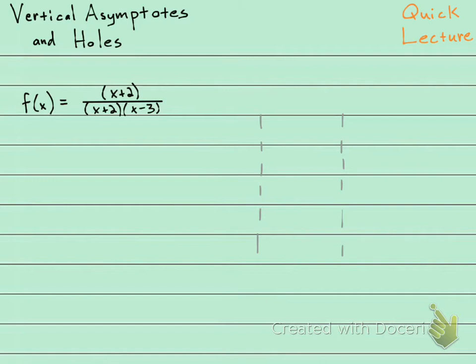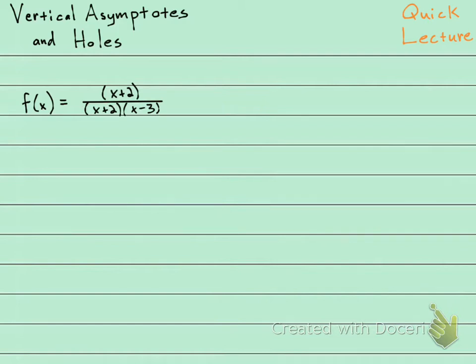So we're looking for the zeros. In order to find the vertical asymptotes, you need to find the zeros of the function. We've already done that. You might want to go back and look at how to find the zeros. That's where the denominator cannot equal 0. Those are going to be your zeros.